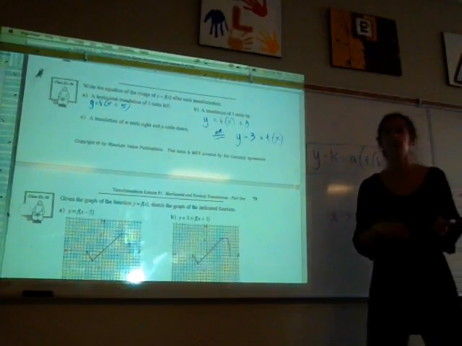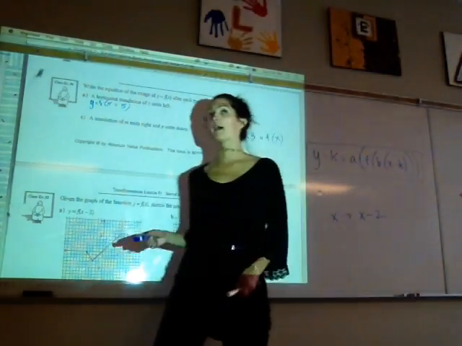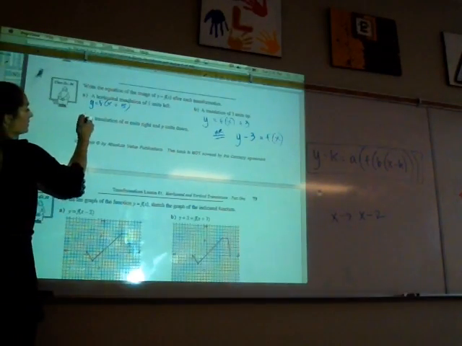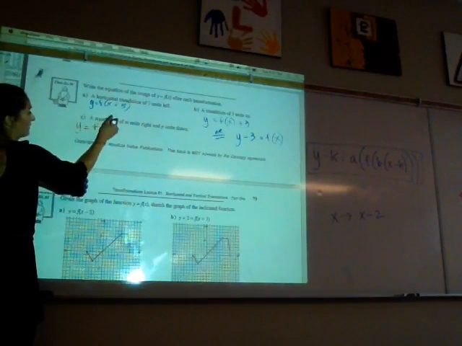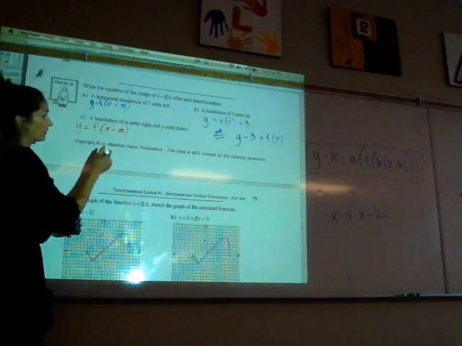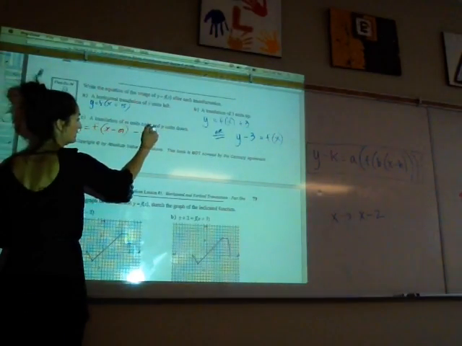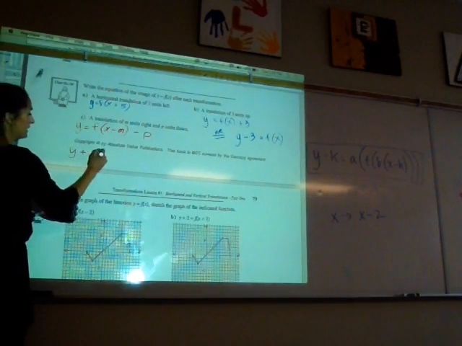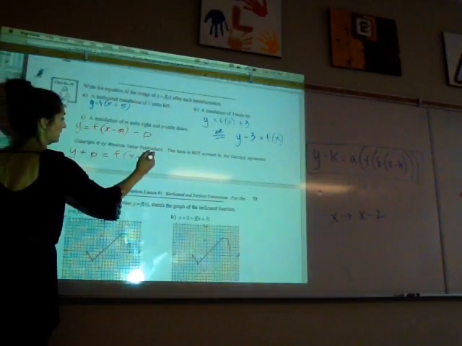And the third example, part C, we have a translation m units right and p units down. So y will be equal to f of x minus m, and we're moving down, so we go minus p. Again, you could write it as y plus p equals f of x minus m.